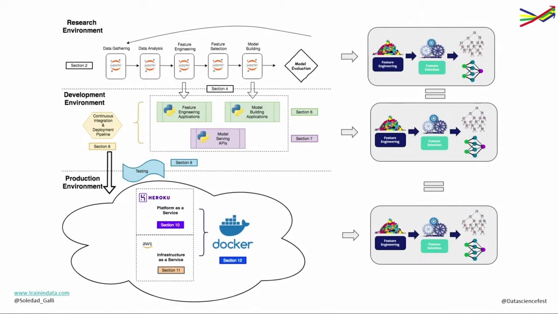Typically, in many organizations, this is done in Jupyter notebooks, where the data scientists get the data, do the analysis, find the information, transform the data, select the features, and build the models. So this, as you can see, is the first machine learning pipeline.